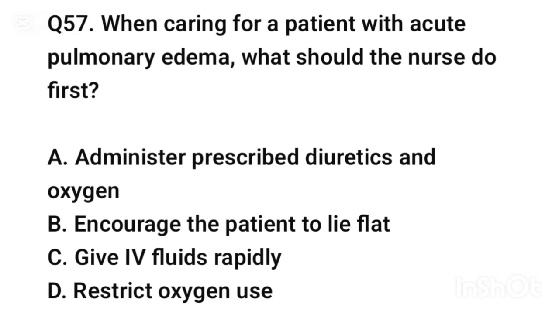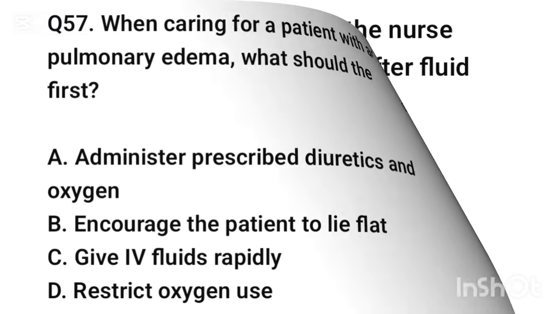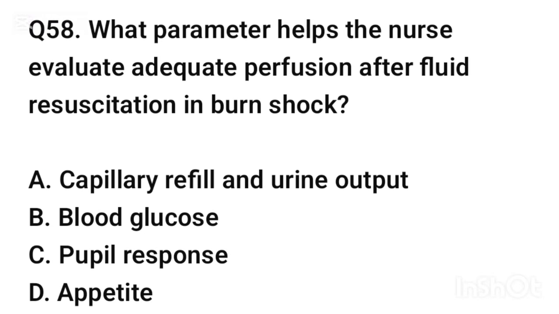Question number 57. When caring for a patient with acute pulmonary edema, what should the nurse do first? The correct answer is option A. Administer prescribed diuretics and oxygen. Question number 58. What parameter helps the nurse evaluate adequate perfusion after fluid resuscitation in burn shock? The correct answer is option A. Capillary refill and urine output.